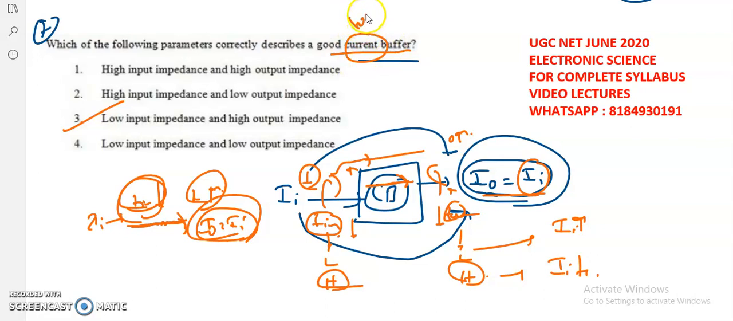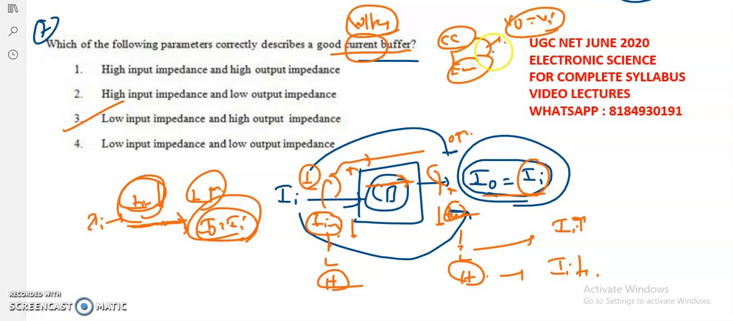If it is a voltage buffer, then it is the common collector configuration, or else the emitter follower. Anyhow, both are the same. So the common collector configuration is a good example for the voltage buffer. Voltage buffer means V0 is equal to Vi, right? That means output voltage is equal to input voltage. So to get the output voltage equal to the input voltage, the input impedance must be high and the output impedance must be less. Then option second is correct for the voltage buffer.